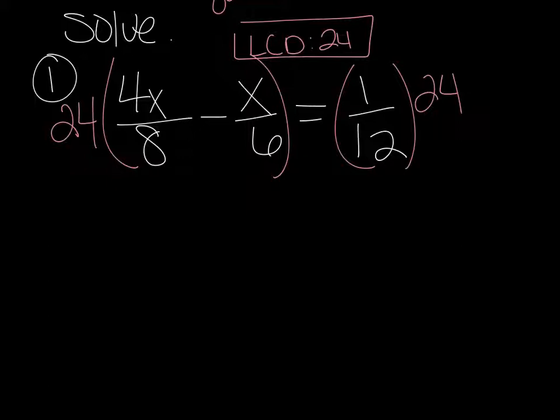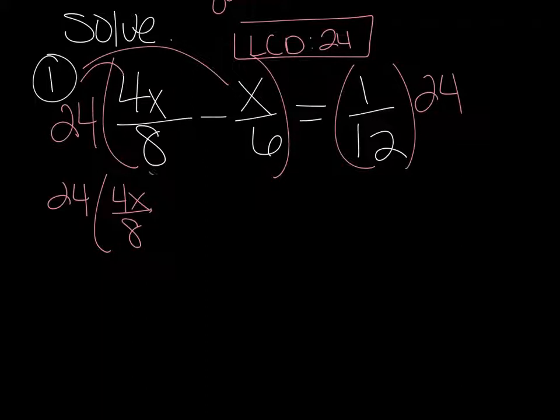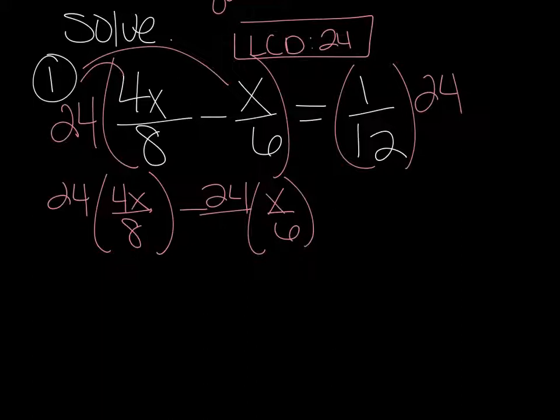Now if I look on this left side, notice that I put the entire left side in parentheses. That is important because what do they tell you to do with that 24? Distribute it, right? I'm going to have to distribute that 24 to everything inside there, okay? So we're going to have to take 24 times 4x over 8, and we're going to have to take 24 times x over 6, and then on the right side, we're going to have to take 24 times 1 over 12.